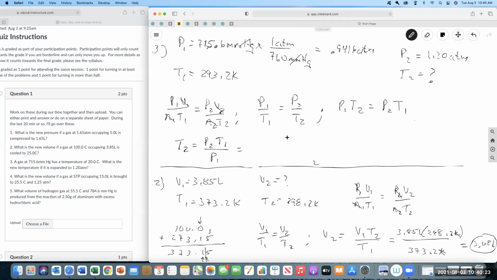So P2 is 1.20 atmospheres. T1 is 293.2 K. Let's erase that random 2 there. P1 is 0.9416 atmospheres. And so then we do the math.